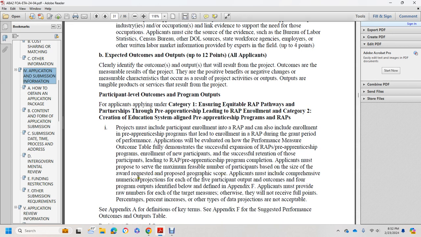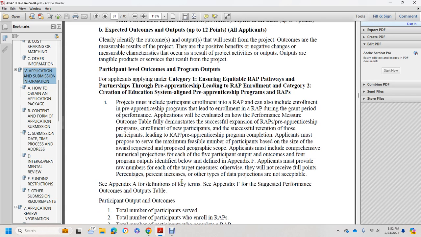Applicant must include the comprehensive numerical projection of each of the 5 participant outcomes and 4 program outputs identified below and defined in Appendix F. Applicants must provide broad numbers for each of the targets. Others will not receive the full points percent increase. Other types of data projections are not acceptable. See Appendix A for the definition of the key terms.